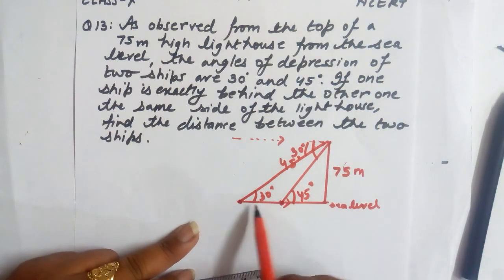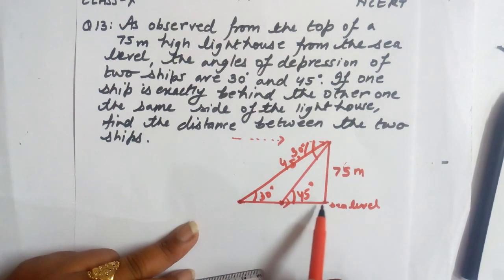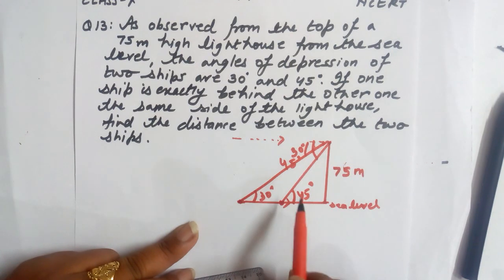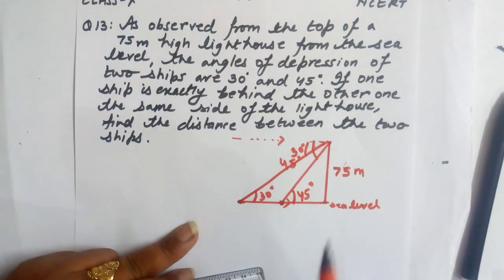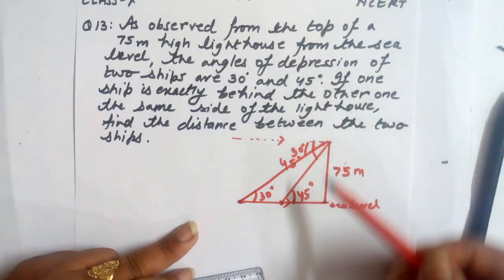Because it is already given that one ship is behind the other ship, both the ships are in a horizontal line. Okay, now we are ready with the figure. This is the figure that we have drawn according to the question.